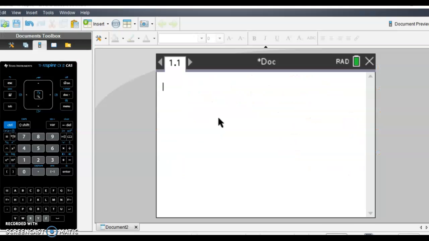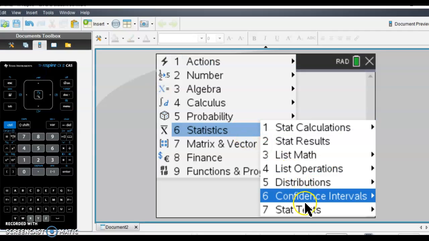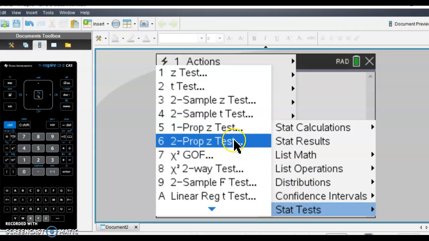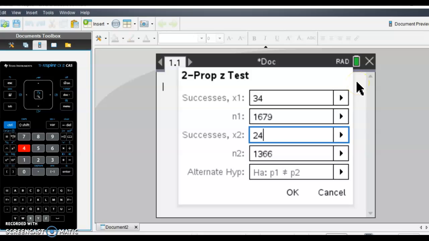So we're going to go to our Inspire software here. I'm going to hit Menu, Statistics, Stat Tests, and this is a 2 proportion Z test. And we got a bunch of information that we want to enter. So here's our relevant information. We got 34 successes for the freshmen, 24 successes for the seniors, 1679 sample freshmen, 1366 in the sample for seniors, and this is a two-tailed test.